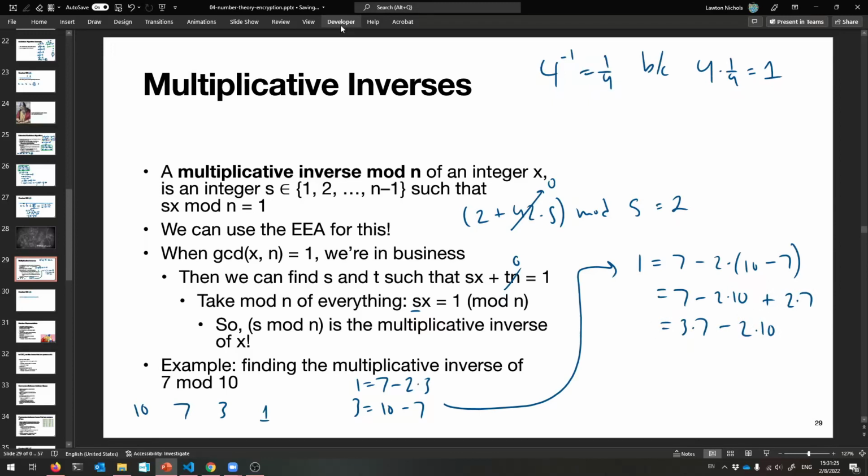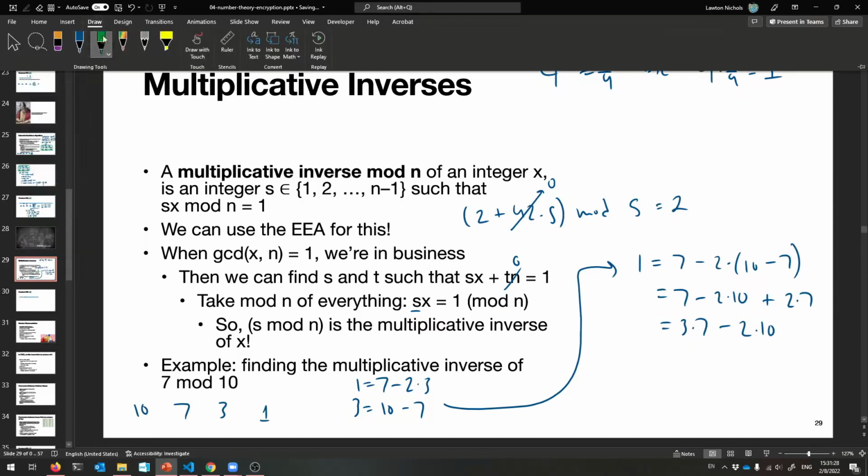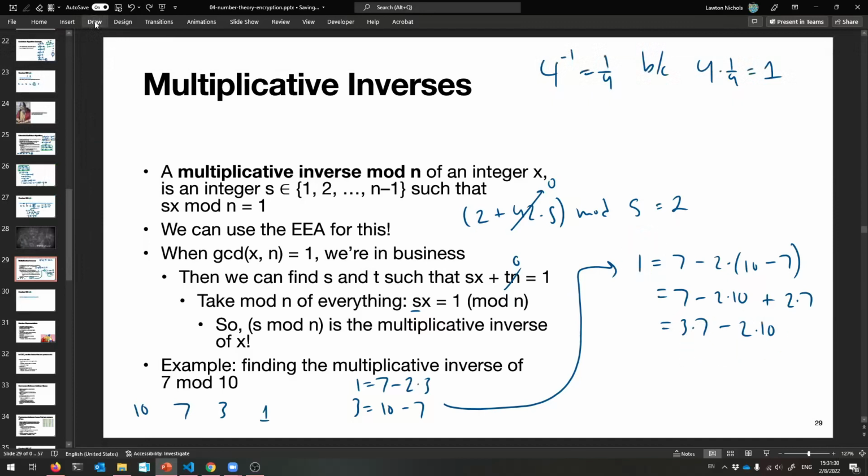Okay? And so I've just solved for my final equation, haven't I? I've expressed 1 in terms of those original two numbers. So 1 is equal to 3 times 7 minus 2 times 10. And because I want to do mod n for this entire equation, and n, we remember, is 10, the tens part goes away. And so I'm left with 1 is equal to 3 times 7. And that makes the multiplicative inverse, mod 10, of 7, 3. Does that make sense? Because 7 times 3 is 21, mod 10, oh, that's just 1.